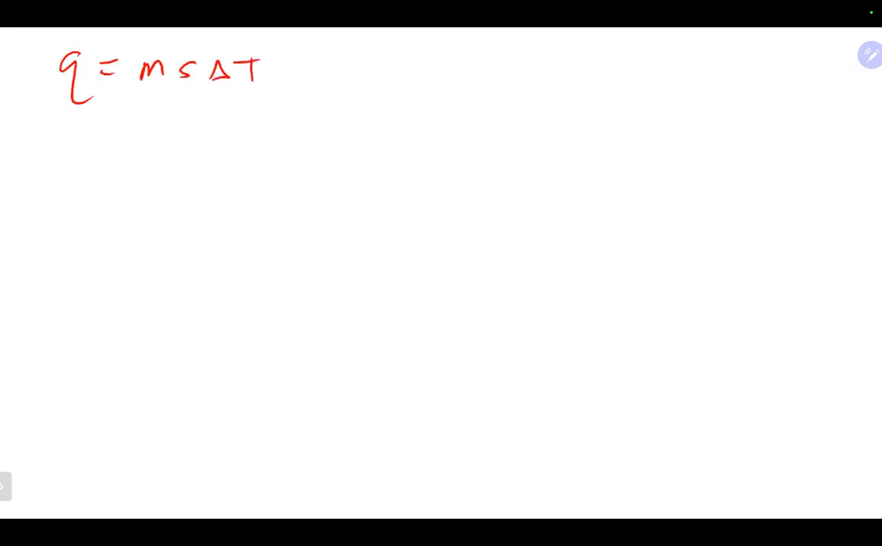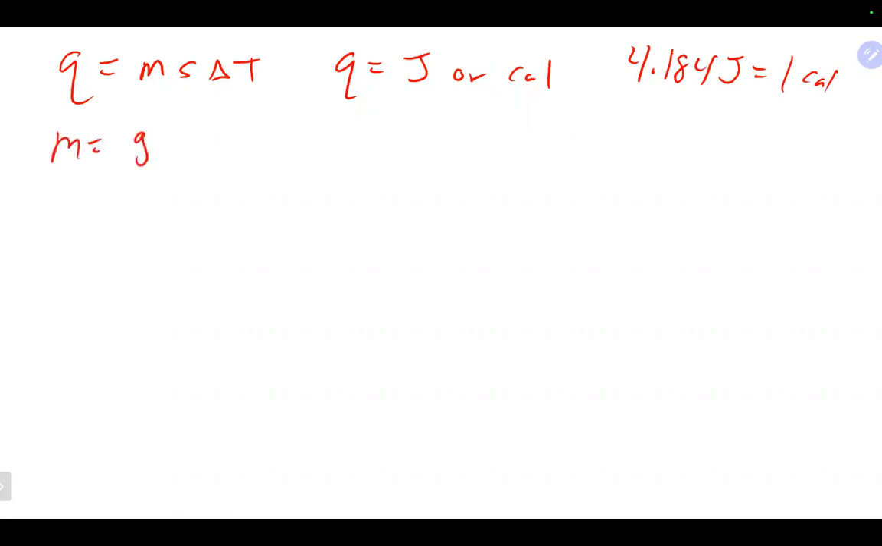A reminder that Q is the heat or energy, and that usually has units of joules or calories. So that is the one that has really just the one unit, the joule or the calorie. And as we talked about the relationship between those two units, 4.184 joules is a calorie. So again, that's our conversion factor. M is the mass, which is typically in units of grams.